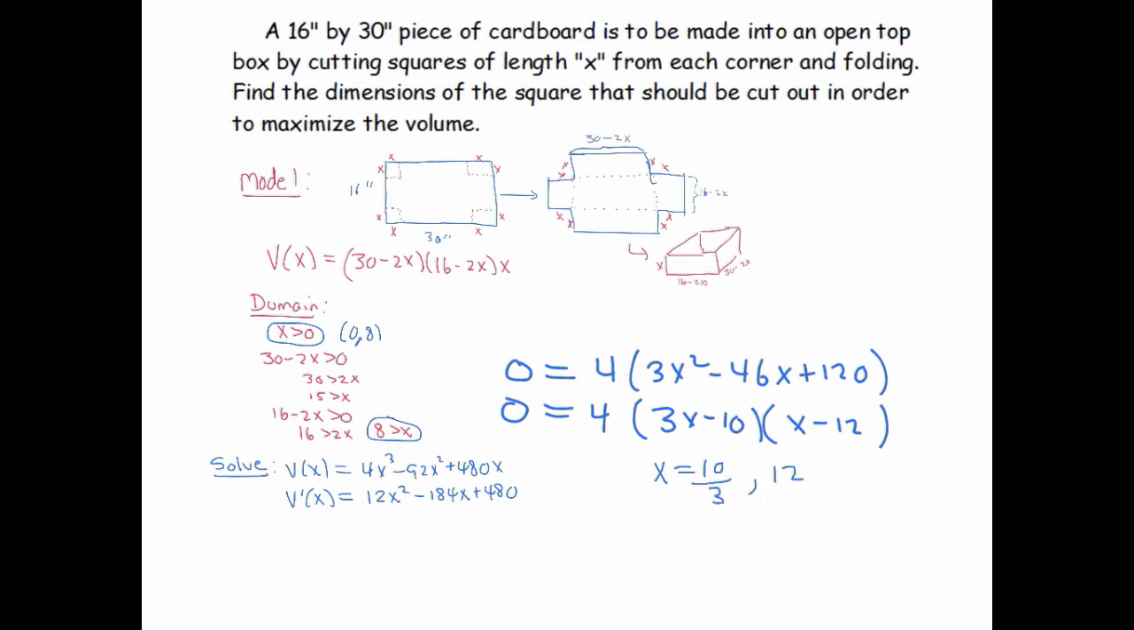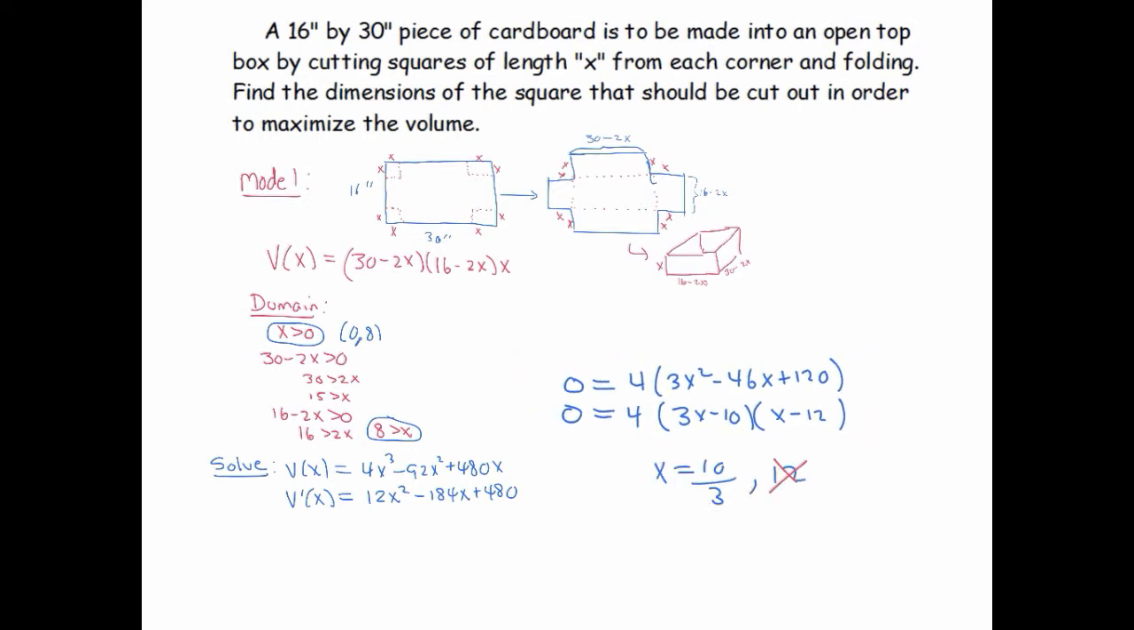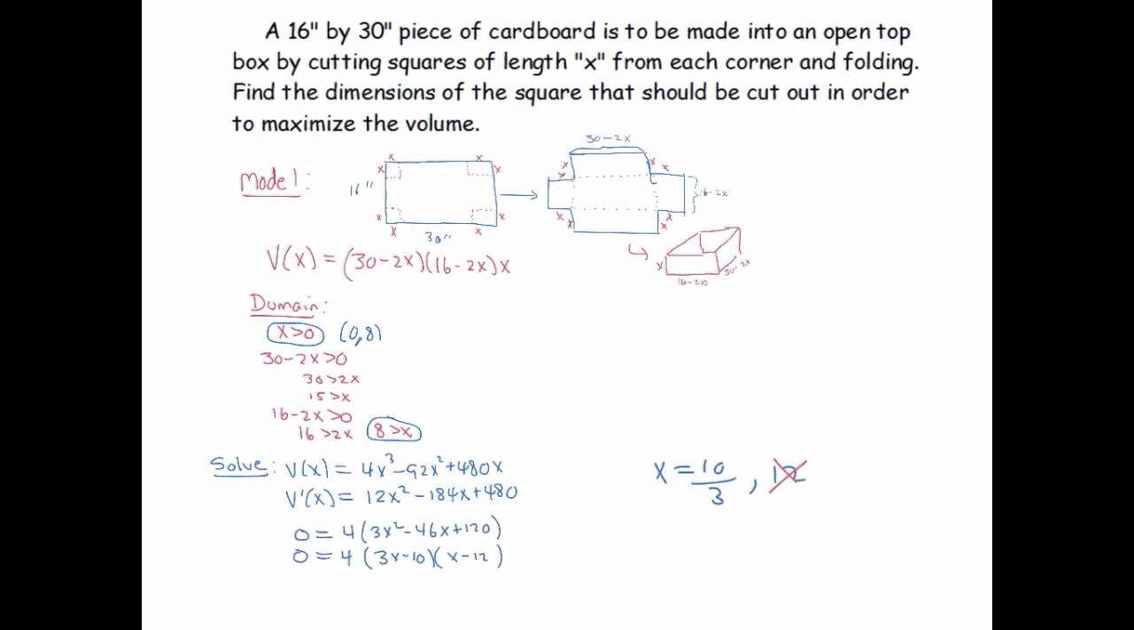Now 12 can be eliminated because it's not inside our domain. Our domain is 0 to 8. So that means we're only considering 10/3. Alright, so that's most likely our answer. But what we'll probably need to do, just to make sure that we're being thorough, is convince ourselves and the person reading this problem that we actually found something that corresponds to a max.